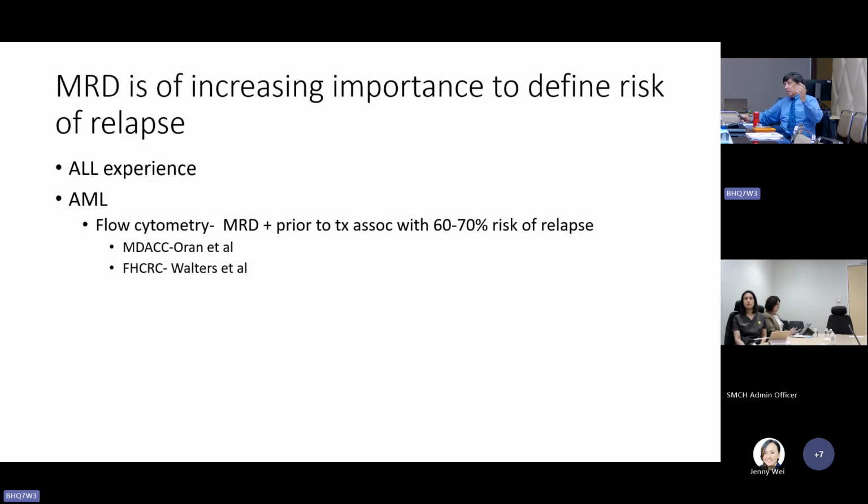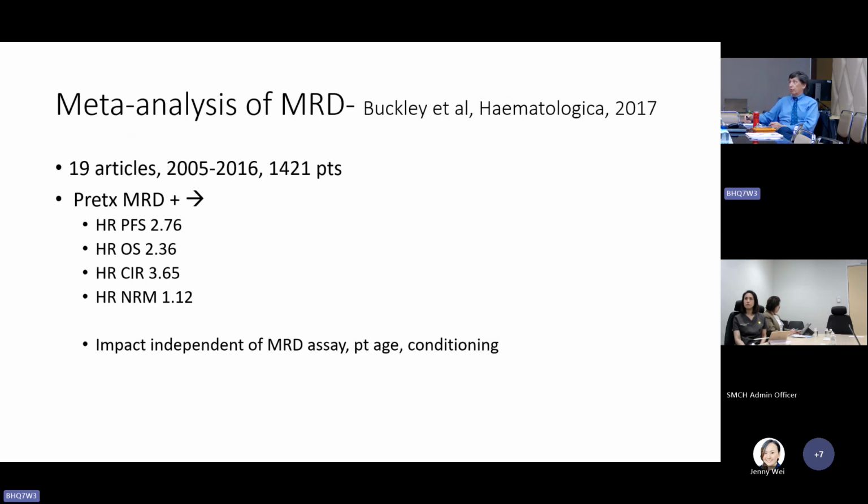At the time it was turned down, and now it's become, you know, this is what should happen. But I will say, there's been two big studies, one from Roland Walters at the Fred Hutchinson, and the other from Betul Oran at MD Anderson, which showed that in AML, by flow cytometry, and they do really, really deep, multi-parameter flow cytometric analysis, if you're MRD positive before transplant, there's a 60 to 70% risk of relapse. And so again, MRD in AML may be important.